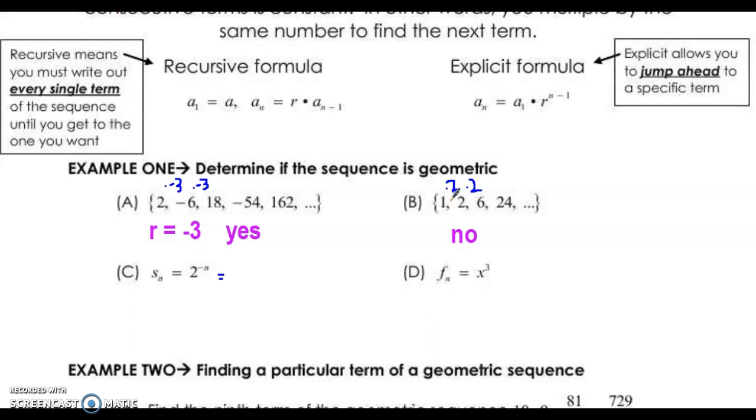So for B, I start with 1, I multiply by 2, and I get 2. And then when I multiply again by 2, I'm not getting 6. So that is not going to be geometric.